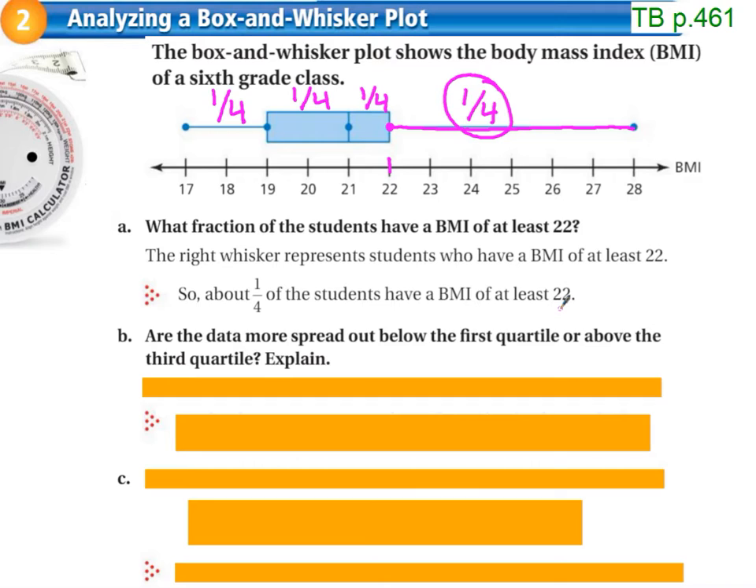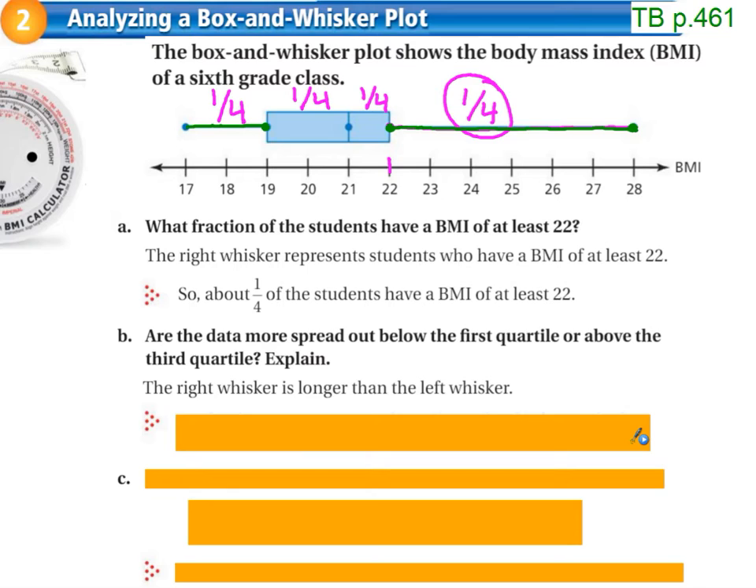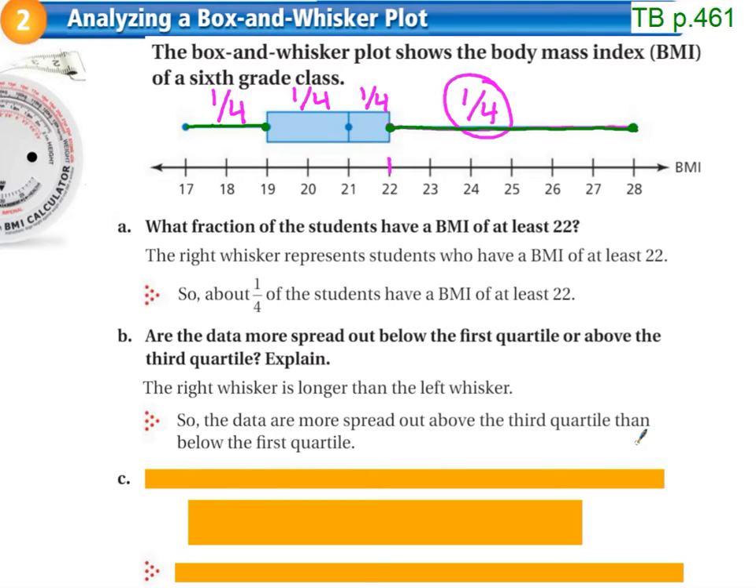Okay, question B, are the data more spread out below the first or above the third quartile? Okay, as we take a look at our graph, here is my data below quartile 1, and here is my data above quartile 3. Now, as you can see, the whisker on the right-hand side is much longer than the whisker on the left. That means that the data on the right-hand side is much more spread out than the data on the left. The shorter the whisker or the box, the more concentrated the data is. The longer the box portion or the longer the whisker, the more spread out the data is.